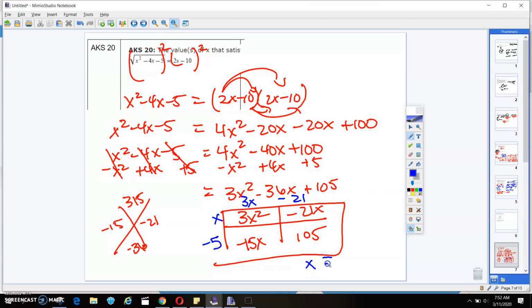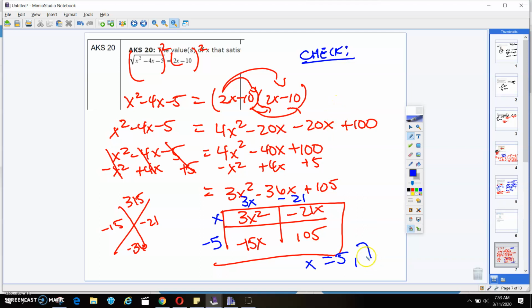So x is going to equal 5. And then x is also going to equal, if I take 3x minus 21 and set it equal to 0, that's going to be 7, right? Now, one thing you do have to do with radicals is you do have to check them. That means you have to plug them back into the original equation to see if they're correct. Okay?